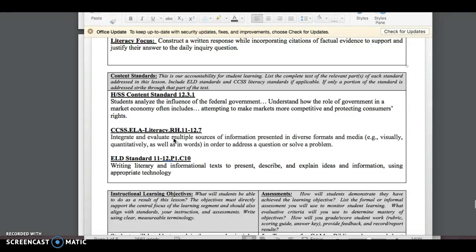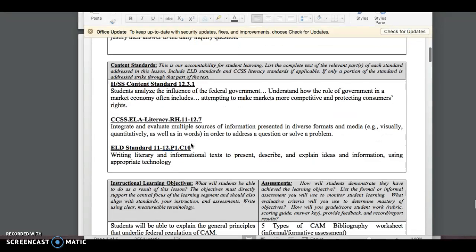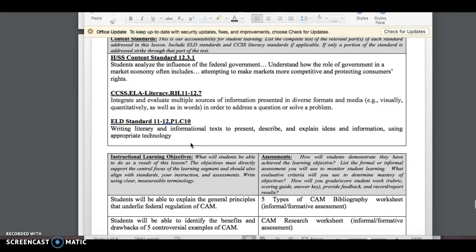As for the English learning literacy standard, I put integrate and evaluate multiple sources of information presented in diverse formats of media in order to address a question or solve a problem. As you'll see in this lesson, students will be researching and doing that to meet that standard. As for the English learner standard, it is writing literary and informational text to present, describe, and explain ideas and information using appropriate technology. So you'll also see how students hit that standard later on through the lesson.